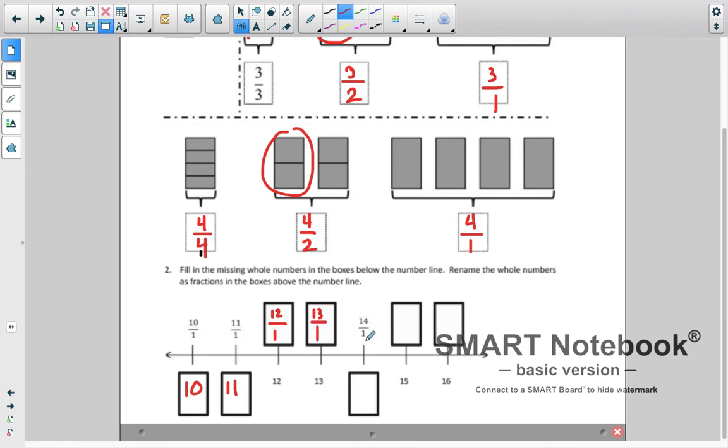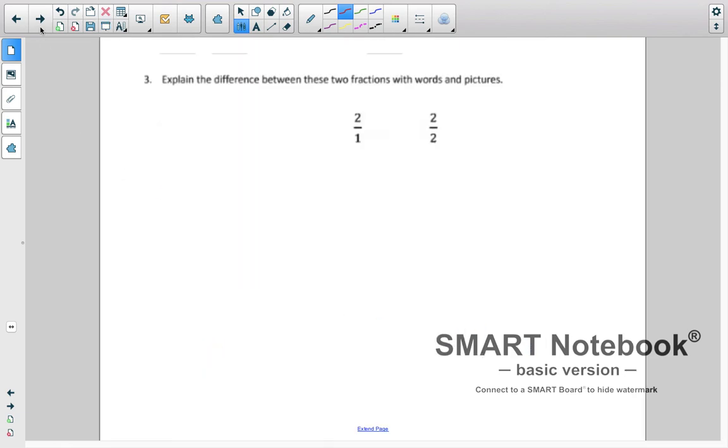What about 14/1? It's going to be what? It's going to equal 14. Remember, anything over 1 is going to be a whole number. 15, the fraction for that is going to be 15/1. And remember that these equal the same thing. 15/1 and 15 equals the same. And 16/1 is going to be the same as 16. Remember, these all equal the same because it's at the same time mark. 10/1 equals 10. 11/1 also equals 11. Same thing. Alright?